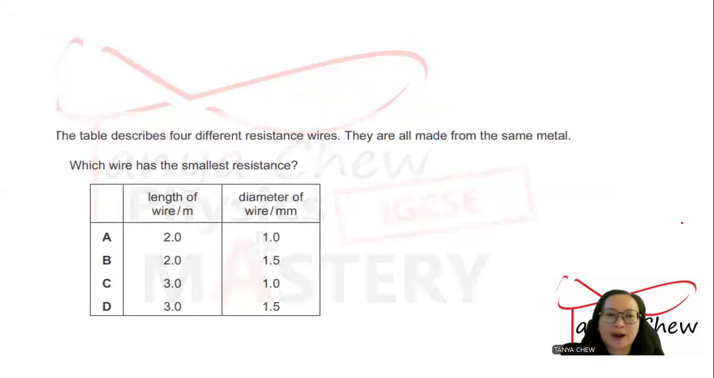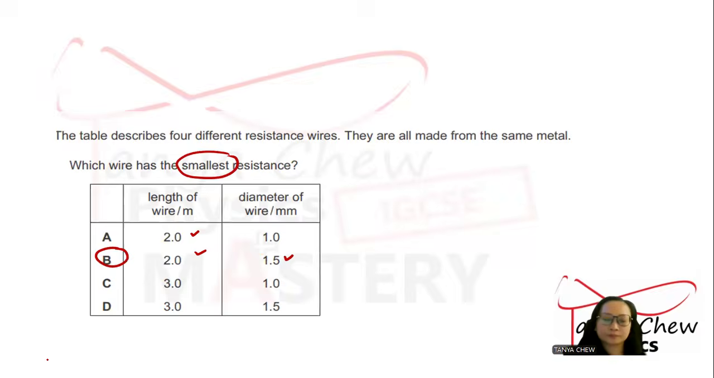Now, one question here. The table describes 4 different resistance wires. They are all made from the same metal. Which wire has the smallest resistance? Smallest resistance means smallest length, because resistance is directly proportional to length. Smallest length, but larger diameter, so that you have larger cross-sectional area. So, B is the answer.